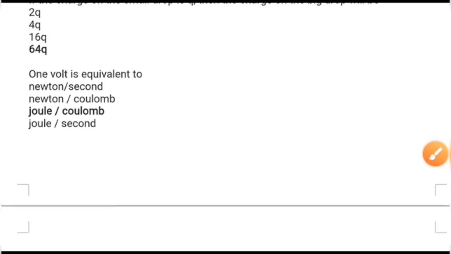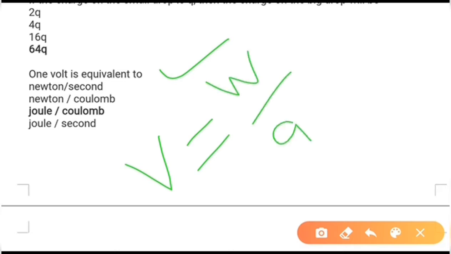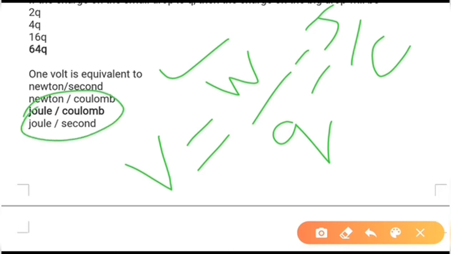So next, 1 volt is equivalent to what? 1 volt is the unit of potential V. We know the formula for potential, V is equal to W by Q. So 1 volt is equal to, for work done, joule, and for charge, coulomb. So 1 volt equals joule per coulomb. So joule by coulomb is the answer.